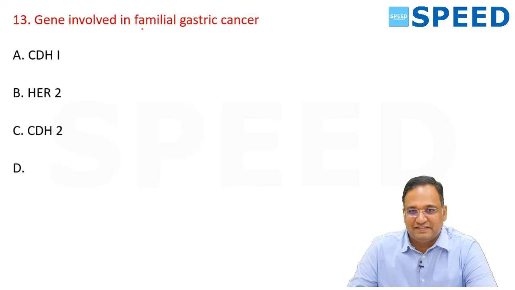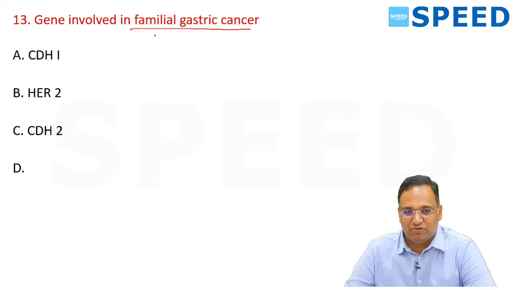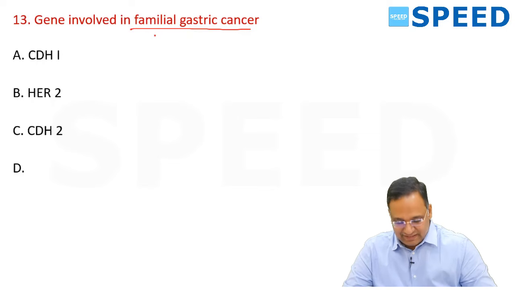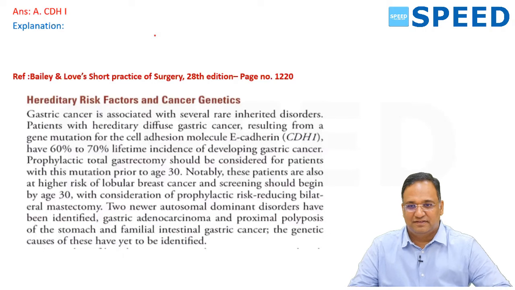Gene involved in familial gastric cancer, this is also discussed. Very, very simple, straightforward, factual question. Anyway, you will be able to answer. What is the answer? Gene involved in familial gastric cancer. The right answer is the CDH1 gene. Yes, very, very clearly said.